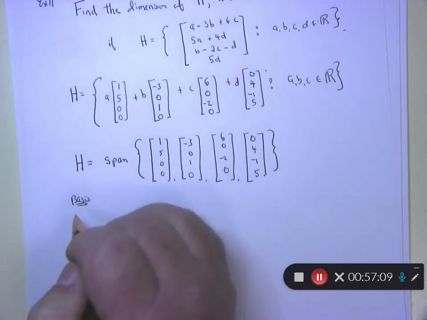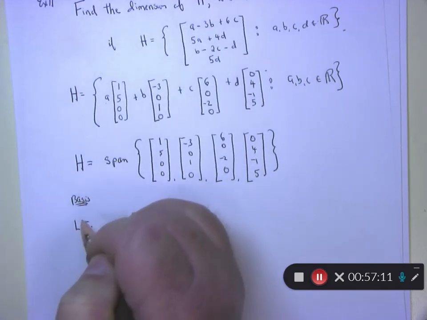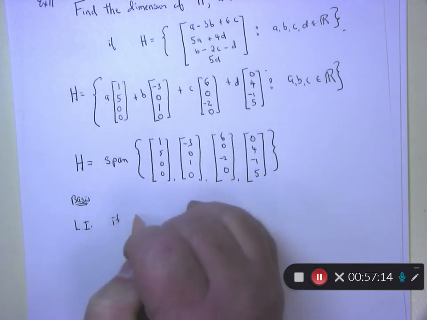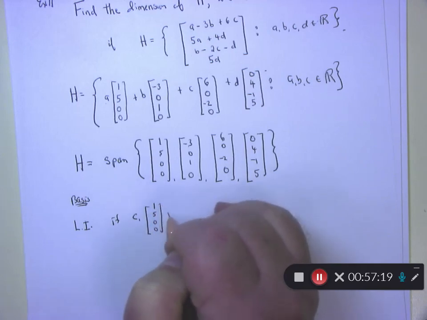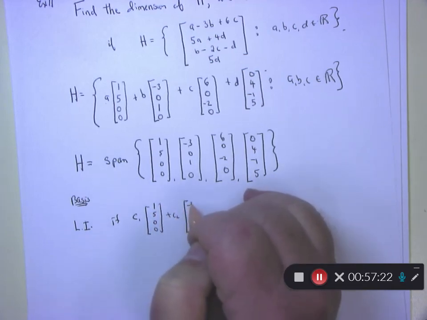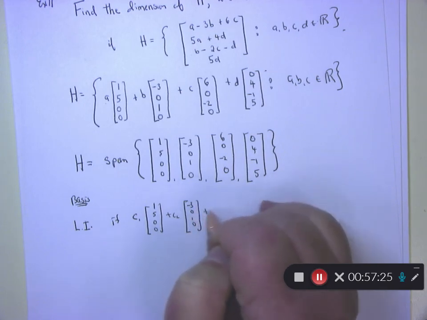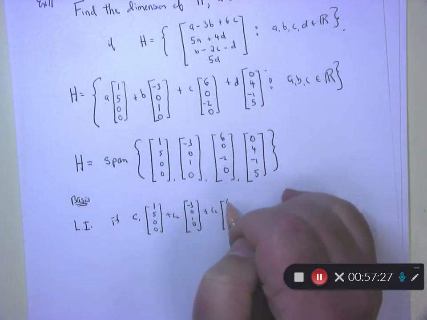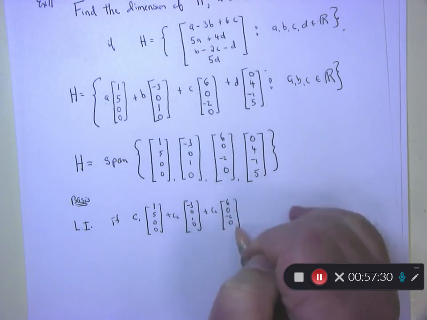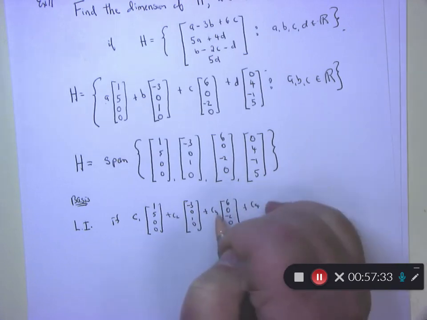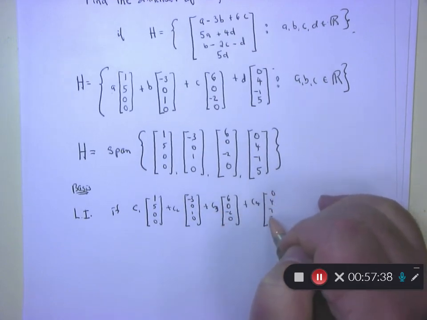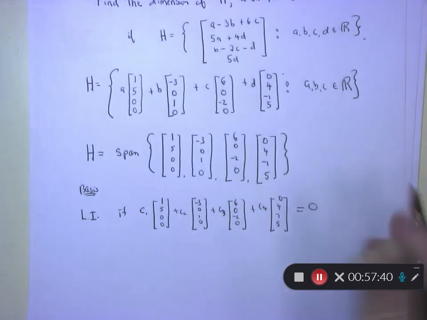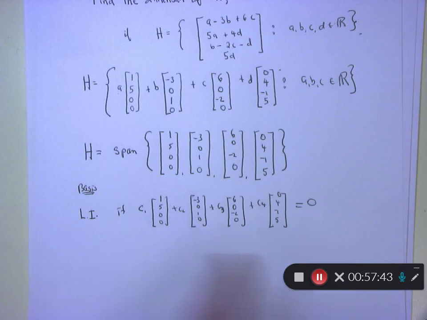For H, I want to check for linear independence, which means it's linearly independent if C1 times this first vector, 1, 5, 0, 0, plus C2 times this second vector, negative 3, 0, 1, 0, plus C3 times the next vector, 6, 0, negative 2, 0, plus C4 times the last vector, 0, 4, negative 1, 5, equals 0. This is how we check it.